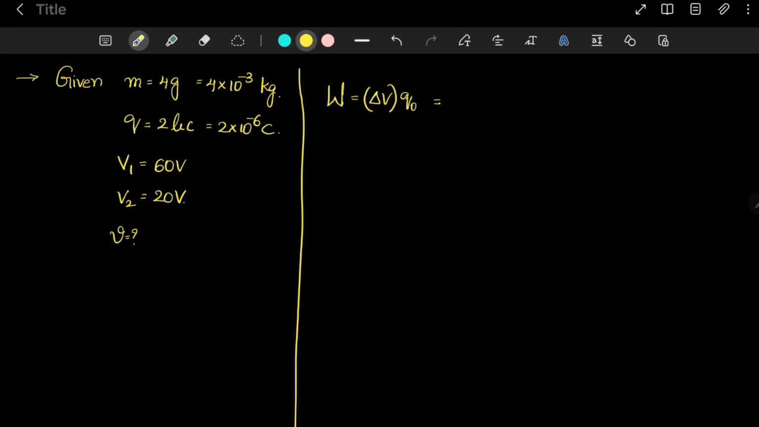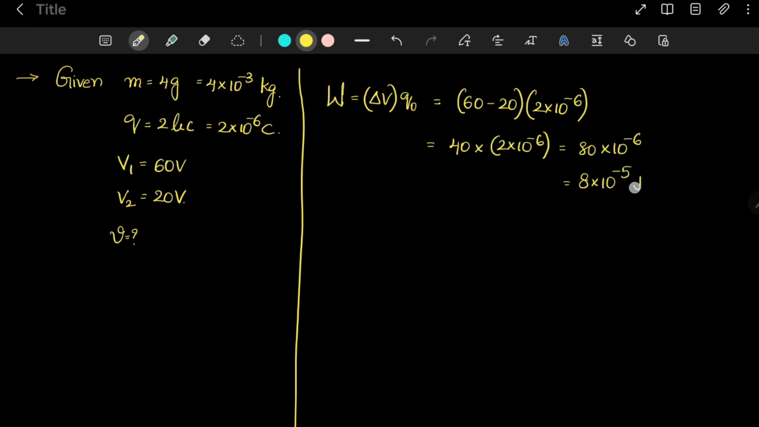What is the potential difference? 60 minus 20 into, what is the charge moving? 2 into 10 power minus 6. It is equal to how much? 40 into 2 into 10 power minus 6. It is equal to 80 into 10 power minus 6. That is 8 into 10 power minus 5 joule. Right? So this is the work done.